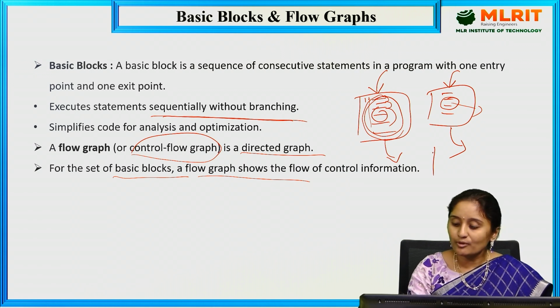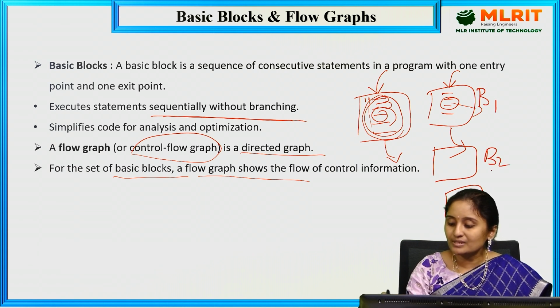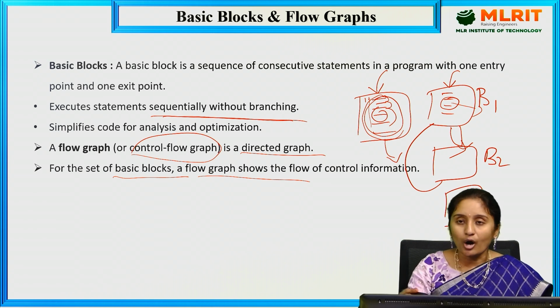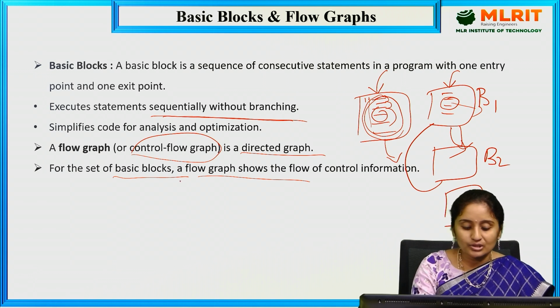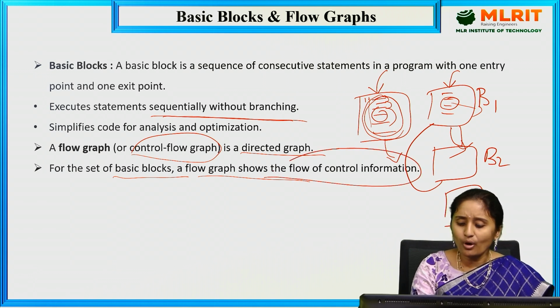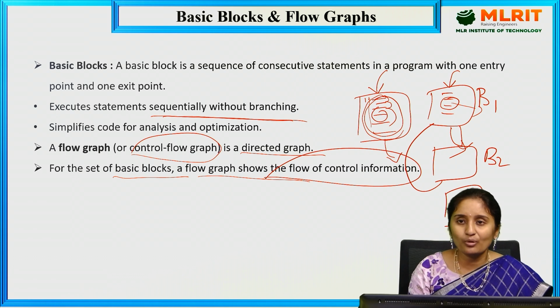Suppose these are my basic blocks, a few basic blocks. I am representing basic block 1, basic block 2. From B2 shall I move to B1, or from B1 should I go to B2? It shows us the control flow of information, how the flow is going on. After the B1 block, which block should I read? So it tells us the flow of control information. That is what the flow graph is.